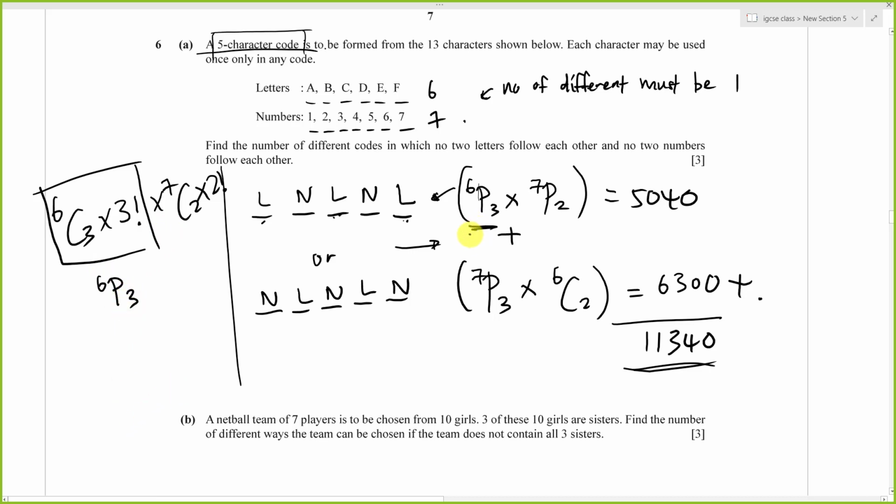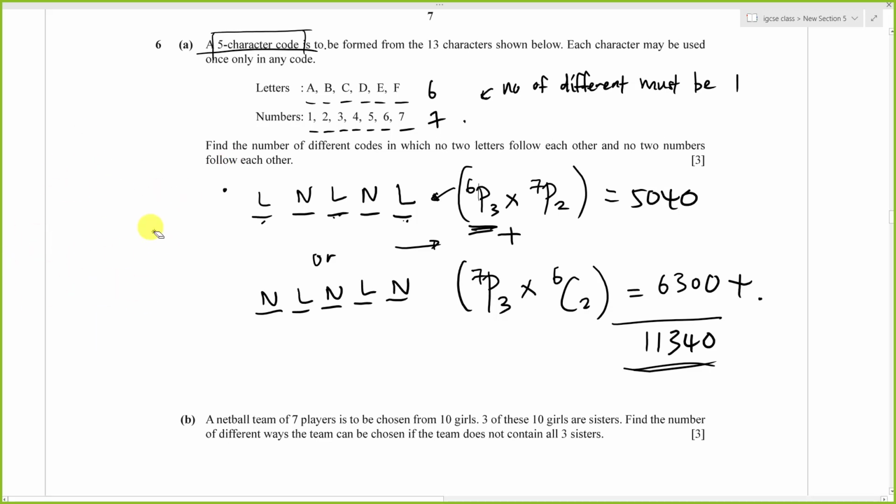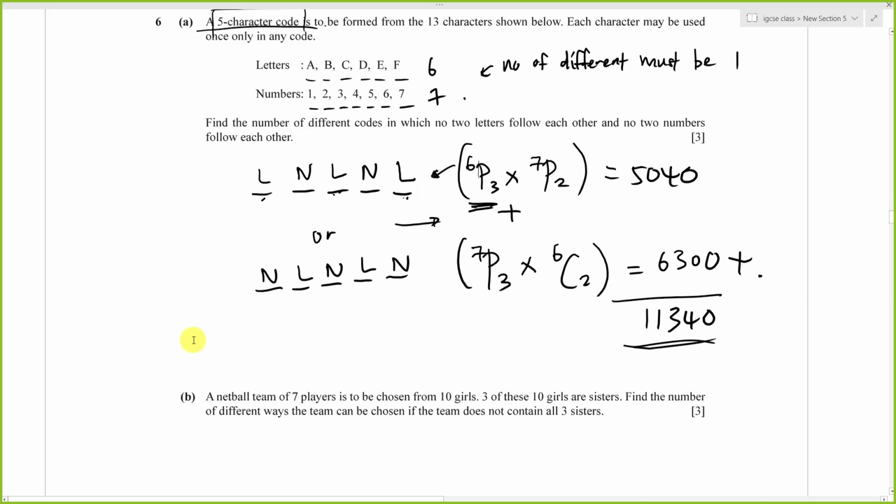This is the reason why I straight away use permutation in this kind of question, it is a lot faster. Because if you do 6C3 it means you randomly choose 3 but you haven't arranged them. This is the reason why I have to multiply another 3 factorial to tell the examiner I arranged them. But when you do 6P3, you straight away choose 3 letters from the 6 there and then arrange the 3 letters. So this is the difference between P and C. Okay? But of course I recommend you to use permutation.